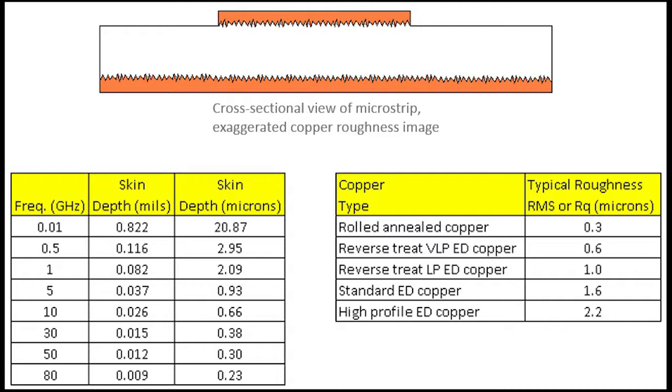Conductor losses in regards to copper surface roughness are frequency dependent, and what I mean by that is it's related to skin depth. Once you get to a high enough frequency where the skin depth is the approximate dimension of the copper surface roughness, that's when the copper surface roughness will impact the insertion loss by increasing the conductor losses. And also it will have an effect on phase response as well.